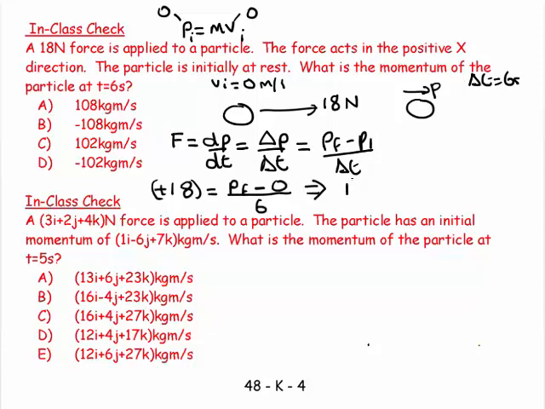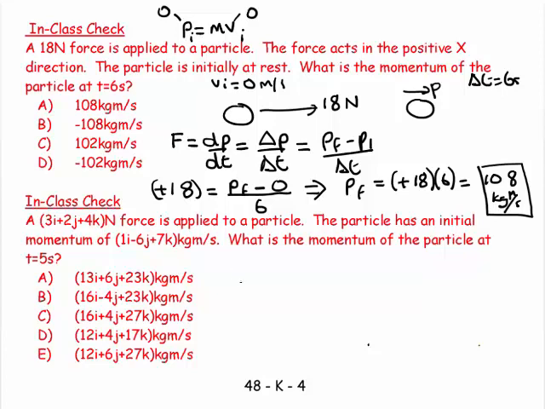So that gives me that my p final is equal to plus 18 times 6. 6 eights are 48, carry 4. 6 ones are 6 and 4 makes 10. And that would be, again, kilograms meters per second. 108 kilograms meters per second.